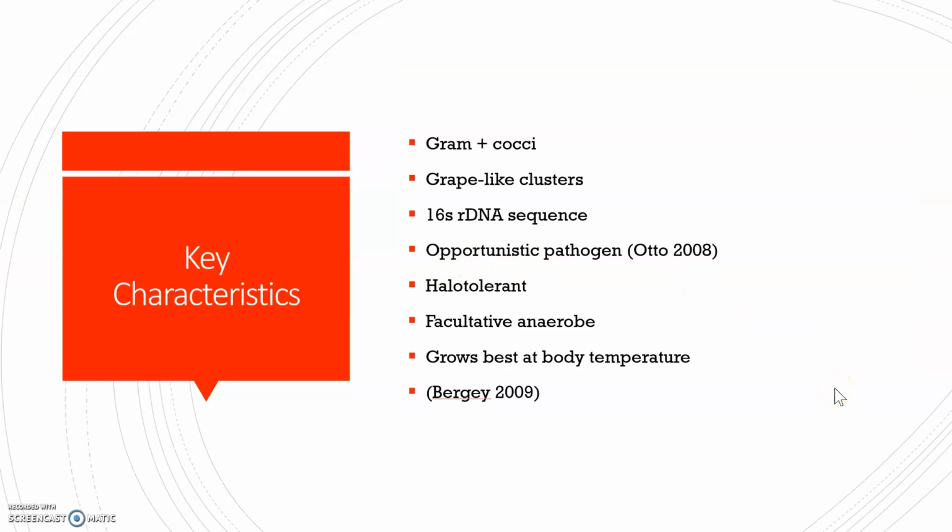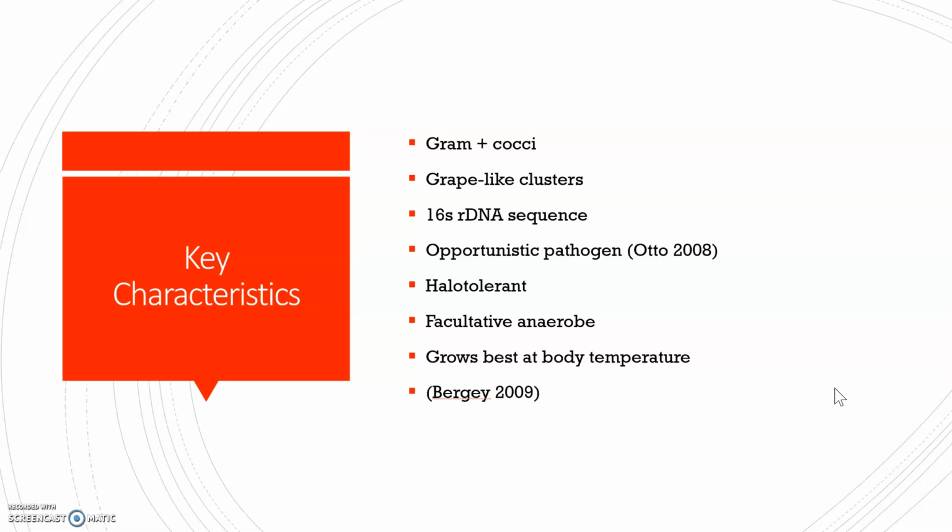So Staphylococcus aureus is a gram-positive cocci, and it forms in grape-like clusters. And what makes it a part of the family Staphylococci is its 16S rDNA sequence. That's one of the main requirements into that family. Staph is an opportunistic pathogen, meaning it's part of our normal microflora, but when it finds an opportunity like broken skin, then it'll take it and it will become pathogenic.